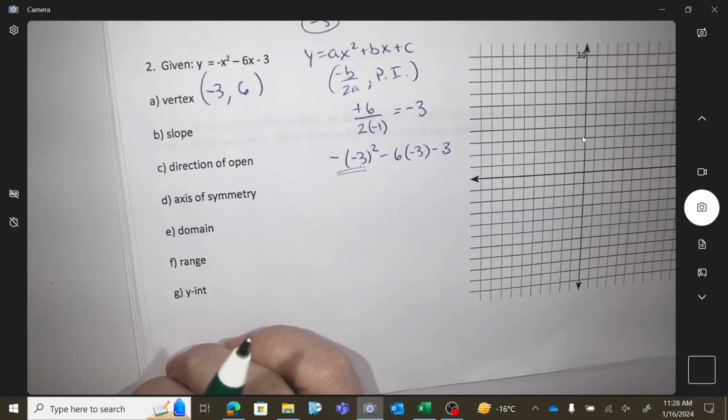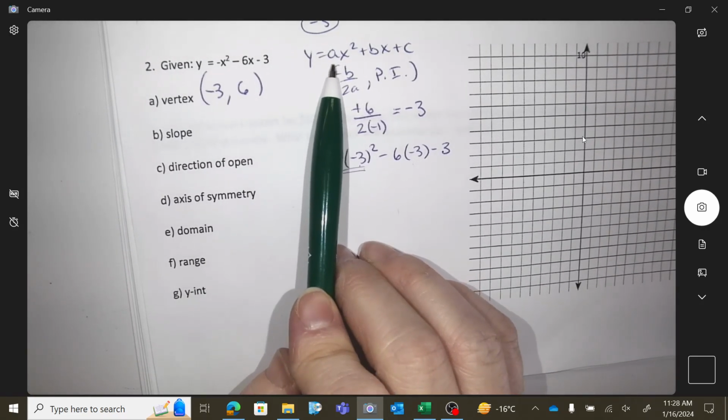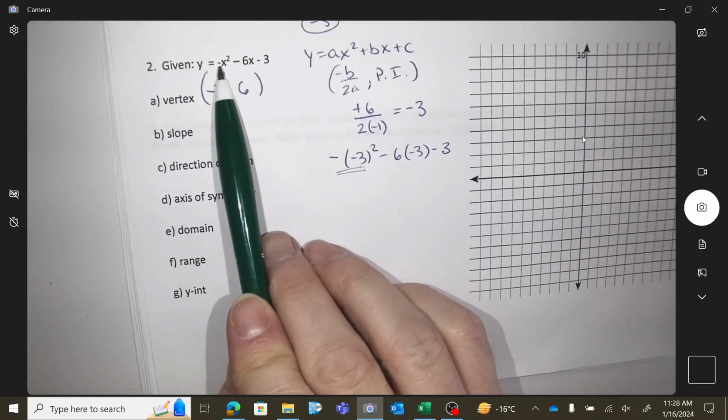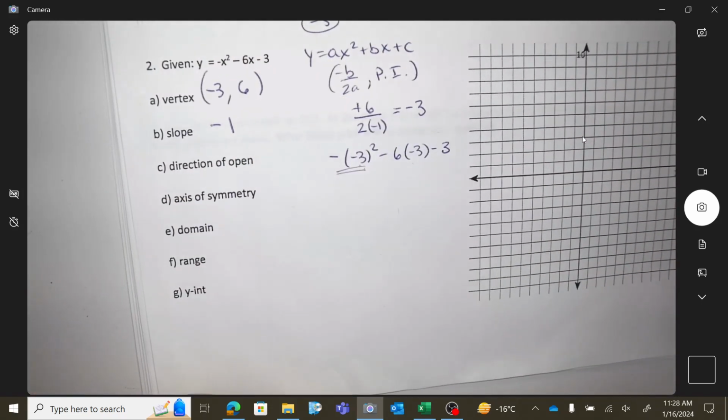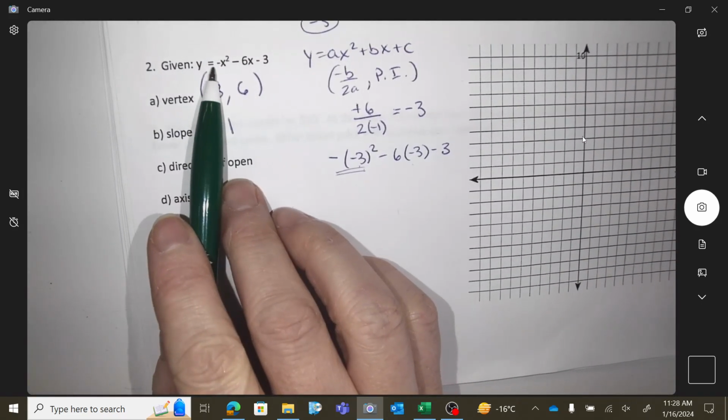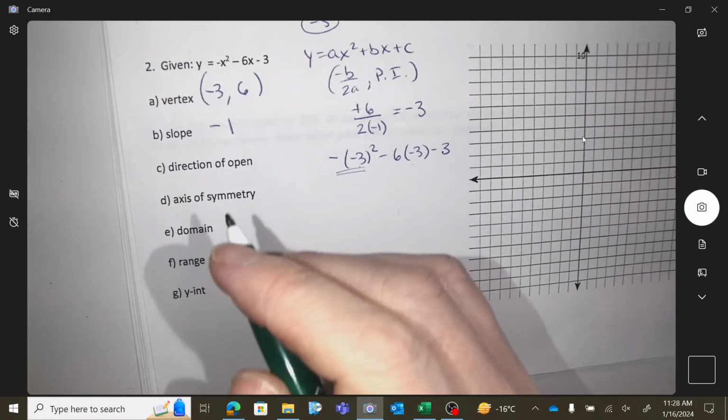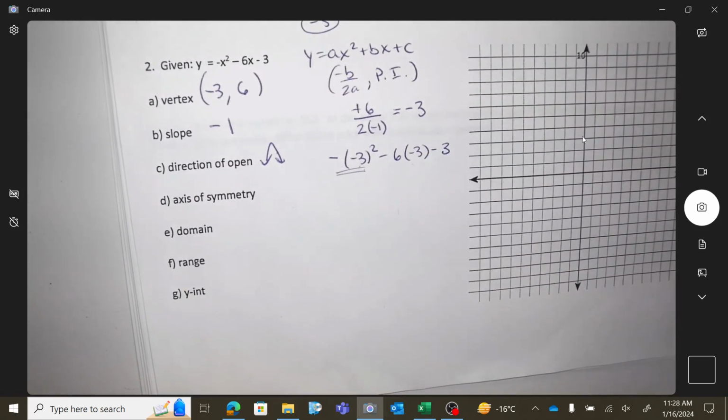Okay, what is the slope? What is the a multiplier? What's the multiplier? Negative 1. Negative 1 is how many x squares you have. So now my parabola will open down.